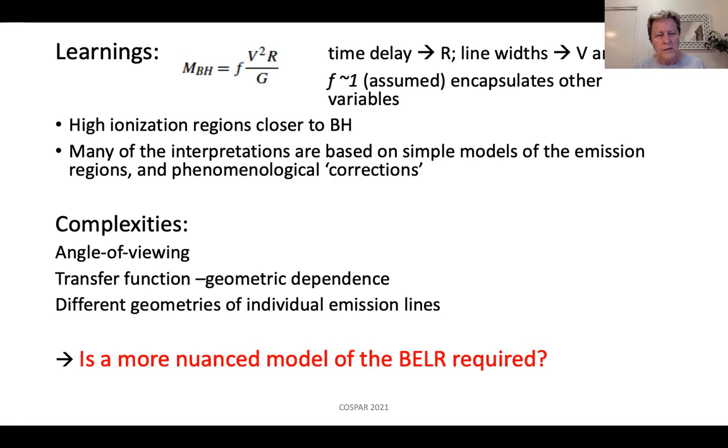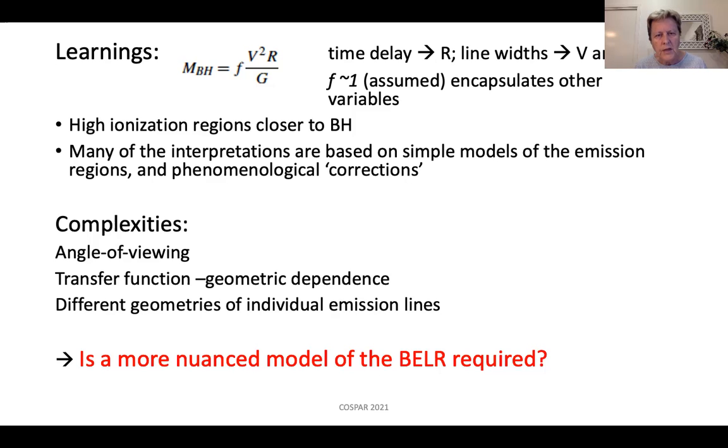But what we see is that the higher ionization regions are closer to the black hole, in other words, they have shorter time delays. And then in order to understand some of the more complex aspects of the emission regions, most of the interpretation is based on this very simple model of the emission region with what I would term phenomenological corrections.